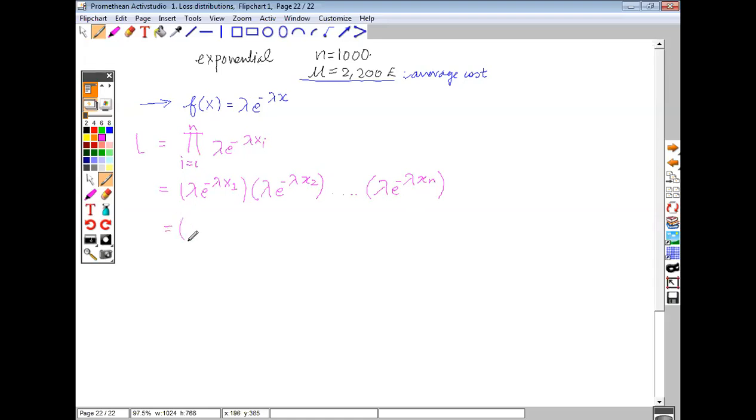So what I do is I take all of these lambdas outside of the brackets. And how many lambdas do I have? n. So I'll have lambda raised to n. And if I have something like e raised to minus lambda times e raised to minus lambda, I know that e raised to a times e raised to b is just e raised to a plus b. So what I will have here instead is e raised to minus lambda x1 minus lambda x2, so on till minus lambda xn, right?